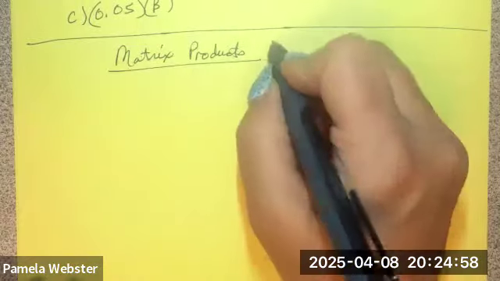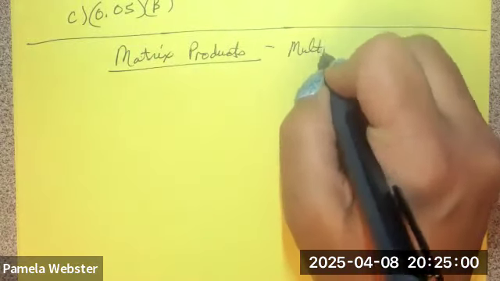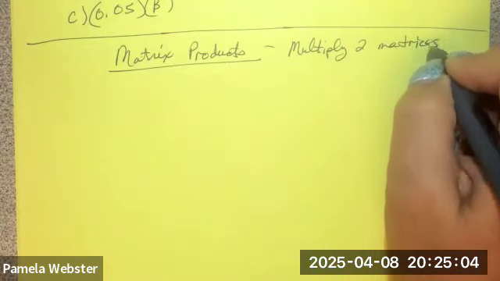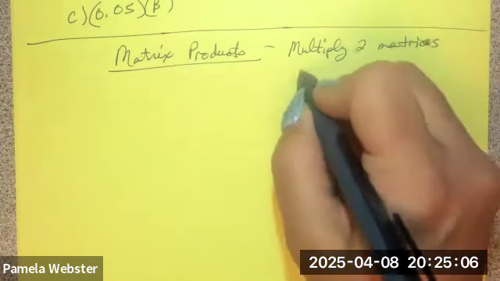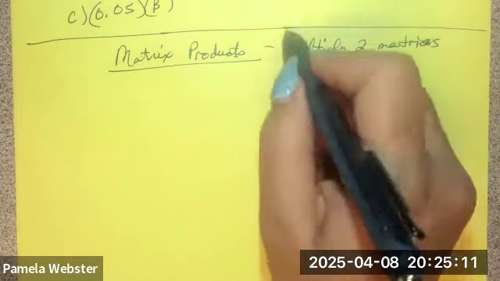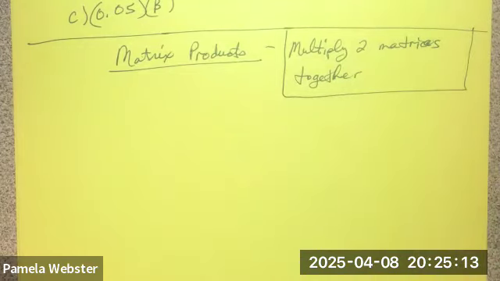Matrix products is when I multiply two matrices together. This is a little more complicated. It's not as easy as just distributing that one guy through, but that's the idea behind matrix products, two matrices that we're going to multiply together.